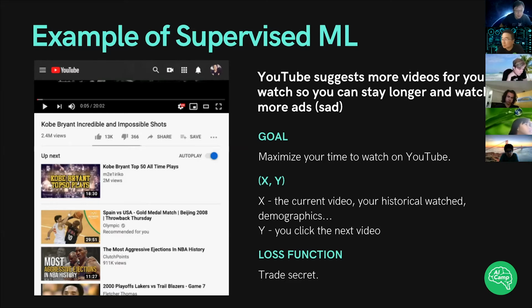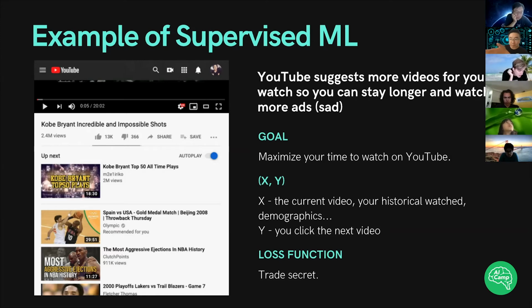So the goal would be to maximize my watch time on YouTube. Sounds like they succeeded for all of us. You all raise your hand. And the X would be what's the current video, or maybe my watch history, maybe demographics. And the predictor is whether you click the next video or not. What are other features you can think of? The name, yeah. What about the number of likes? The views, right? If you have more views, maybe this is a good, high quality video. Trending keywords, who I liked? Maybe I watched LeBron James, and therefore I must also like Kobe Bryant.